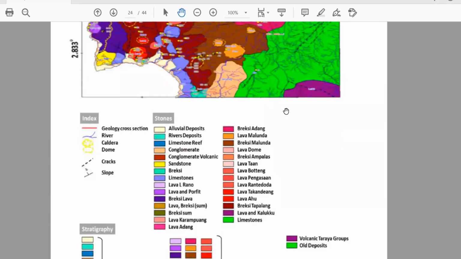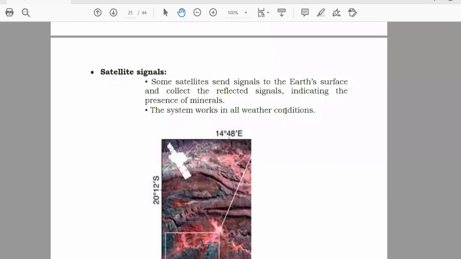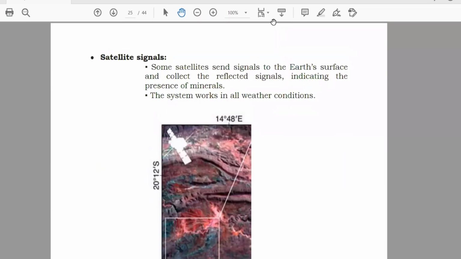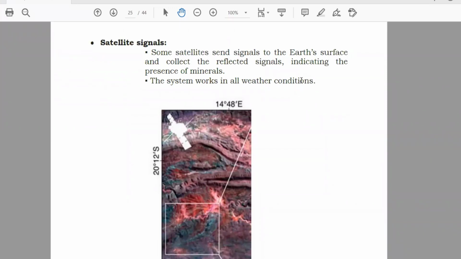This is another diagram. Satellite signals. Now, some satellites send signals to the Earth's surface and collect the reflected signals.